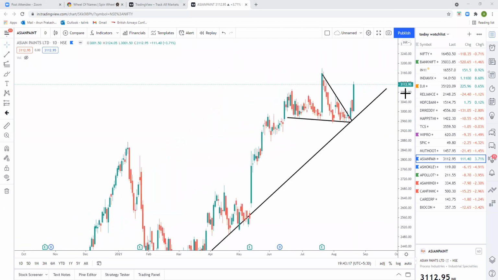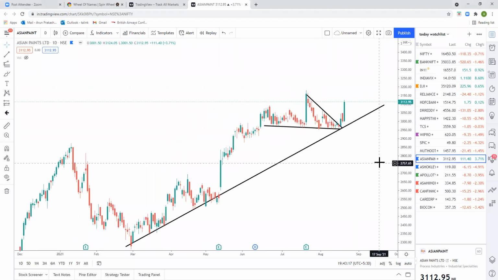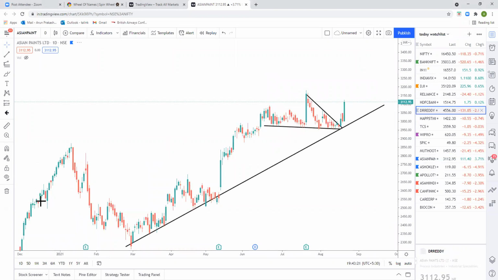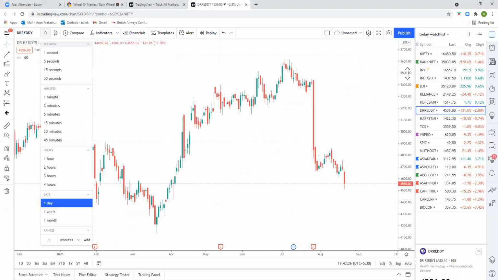Sir, I want to ask about the Dr. Reddy's chart in monthly time frame. Please explain what to do in monthly time frame according to you.